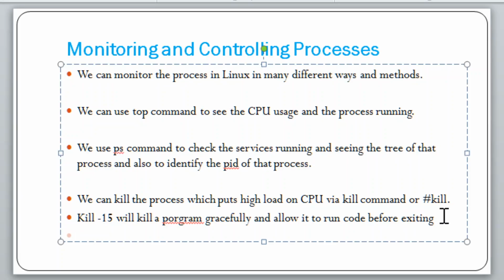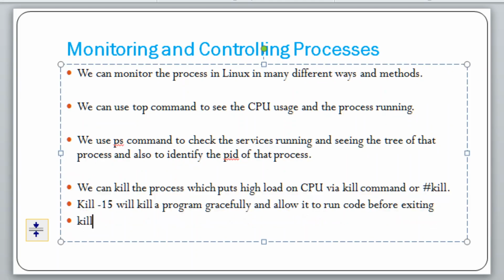So that kill -15 will kill the program gracefully, and it's going to allow it to actually run some code and finish out what it's doing. As you can see, though, sometimes that doesn't always work, and we need to actually kill the program immediately. So we can do a kill -9, and this will terminate the program immediately without running any code before exiting.